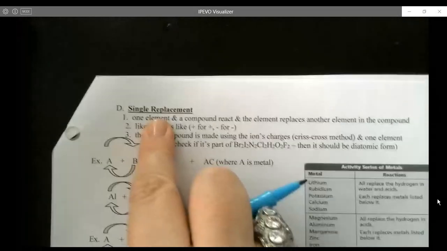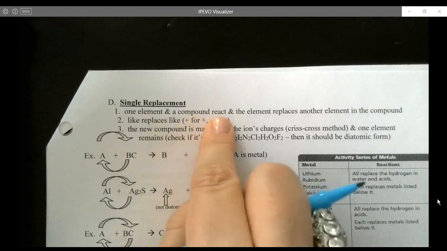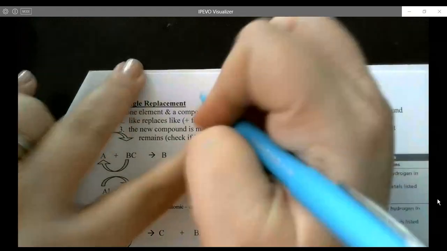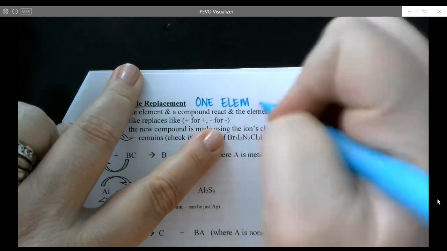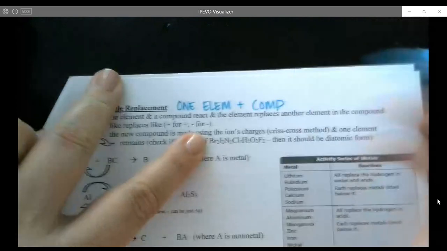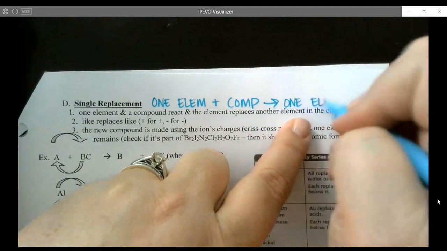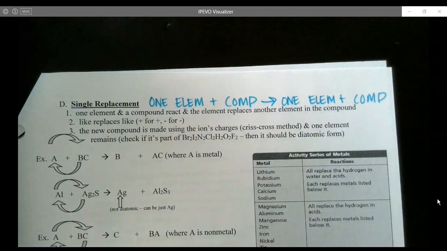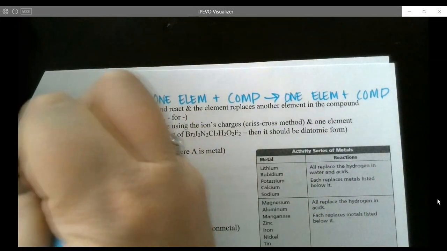Okay, so we're moving on to single replacement. Now, in a single replacement, one element and a compound are reacting, and then the element is going to replace another element in the compound. So really, we're looking for one element plus a compound, and it's going to produce one element plus a compound. Okay, but you've got to keep in mind that like replaces like.